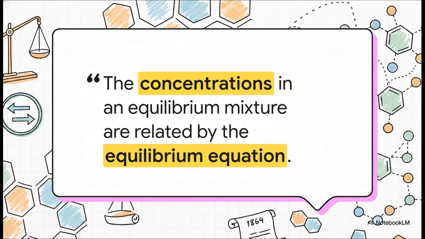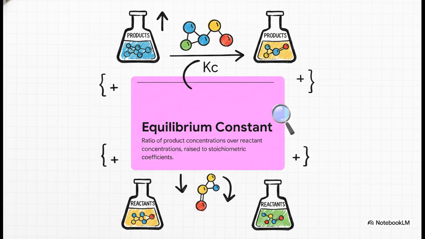They proposed that the concentrations in an equilibrium mixture are constantly related by a specific equation, no matter what amounts you actually start with. Which brings us to the equilibrium constant, or Kc. Think of this like the final score in a massive tug-of-war match between the right side and the left side of the equation. It helps us visualize the ratio of products to reactants. Specifically, it's the product of the concentrations of the reaction products raised to their stoichiometric coefficients from the balanced equation divided by the reactants raised to their stoichiometric coefficients.